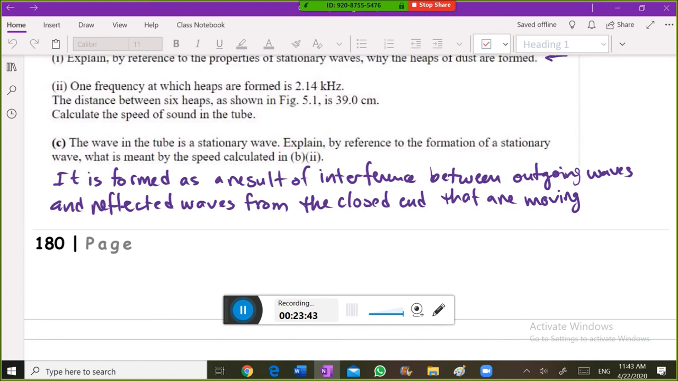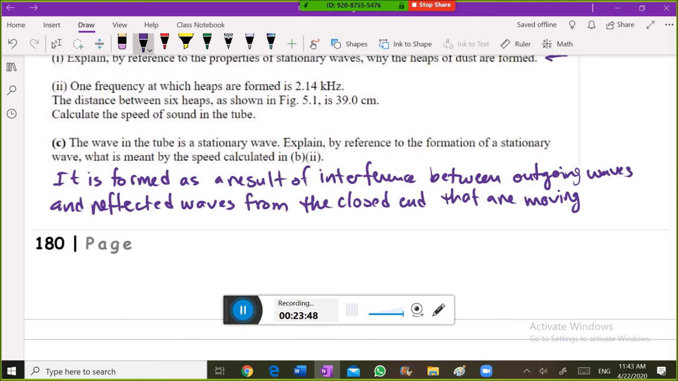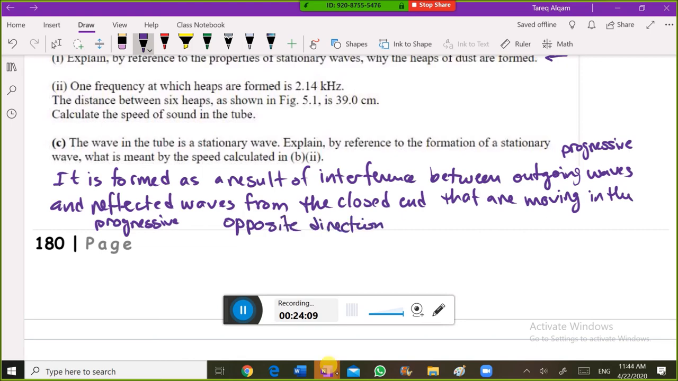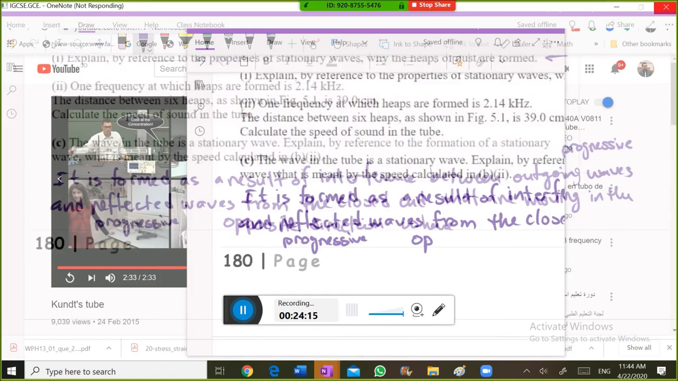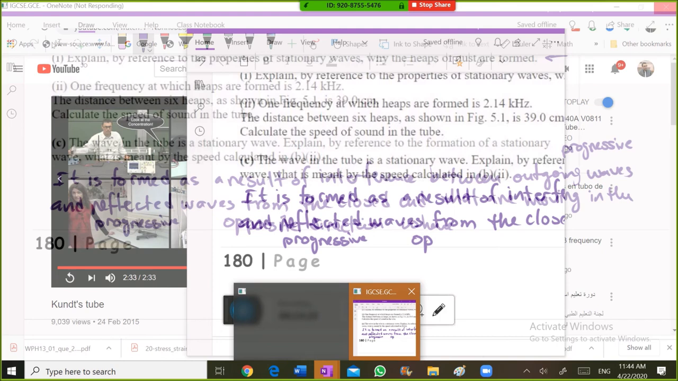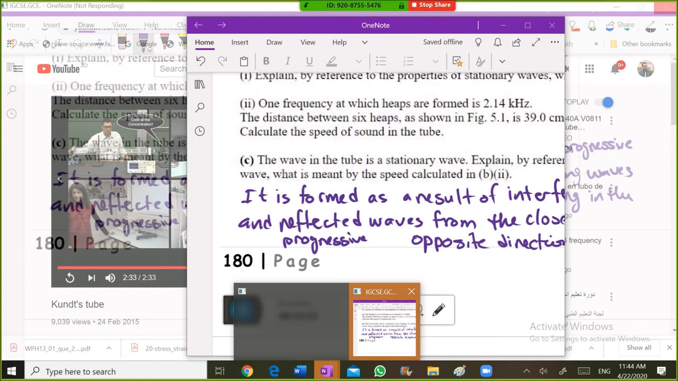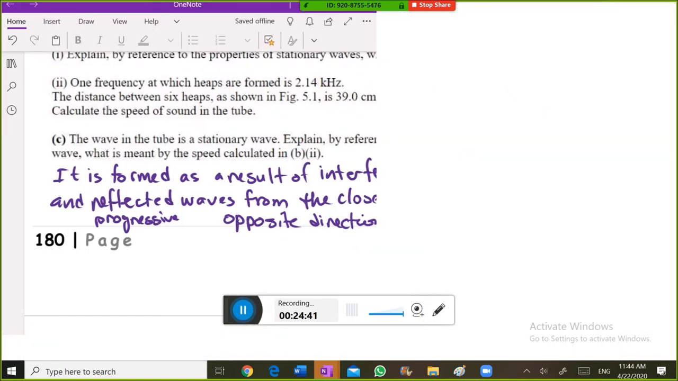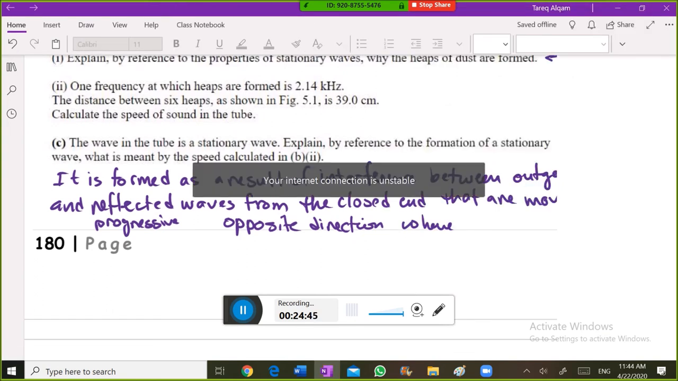What is meant by the speed calculated in B2? Interference between progressive outgoing waves and progressive reflected waves from the closed end that are moving in the opposite direction. Don't forget to write this, guys. The speed calculated is the speed of the progressive waves that form the standing waves. The speed we calculated is the speed of the outgoing or the reflected waves.